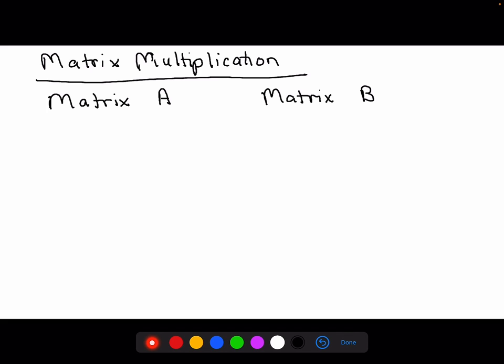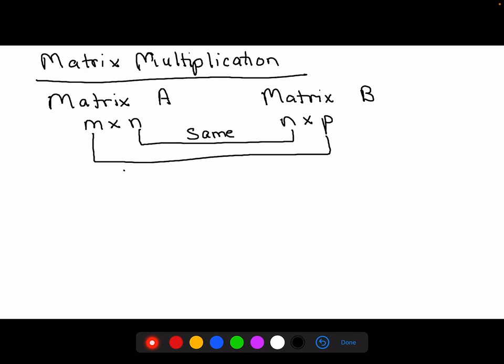So let's say you have matrix A with dimensions m by n. And let's say you have matrix B with dimensions n by p. As long as the n and n inside are the same, that's good. Then the dimensions on the outside here will be the dimension of the answer when you multiply the two matrices together.